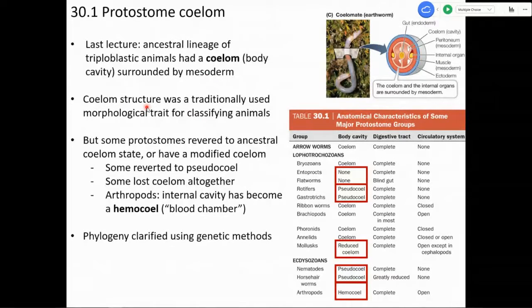And traditionally, before genetics and we were able to sequence lots of stuff, people were building phylogenetic trees purely based upon morphological traits. And the structure of the coelom was a key feature that was being used for that.